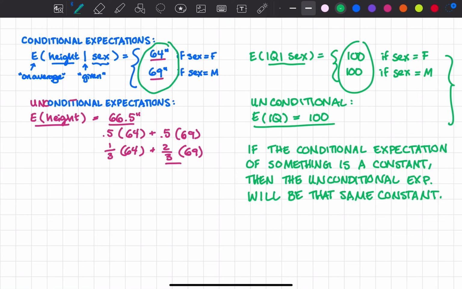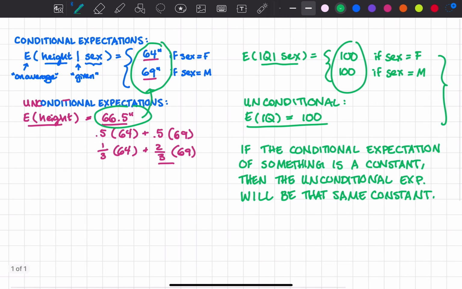And I always want you to keep this example in mind here, that here, the conditional expectation of height given sex was not a constant. And so the unconditional expectation depended on how many males or females were in the population, and the 66.5 was not either one of these numbers necessarily. But if the conditional expectation is a constant, then you already know the unconditional expectation, that's that same constant.